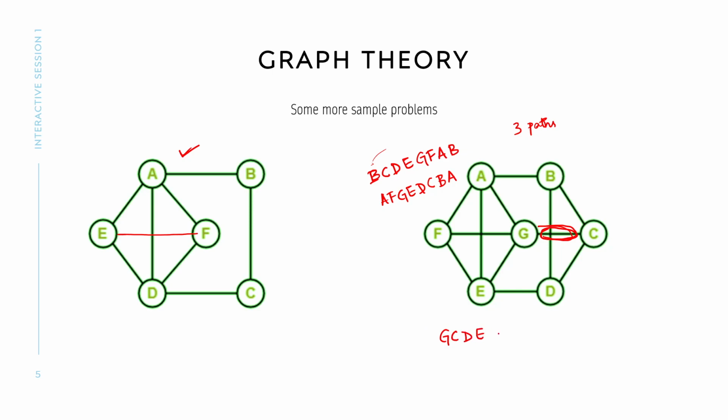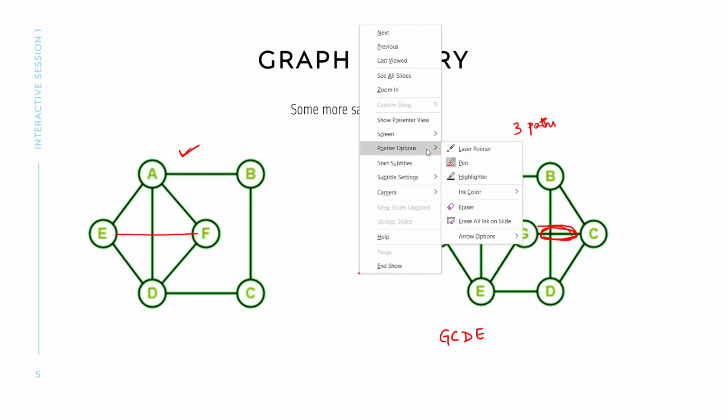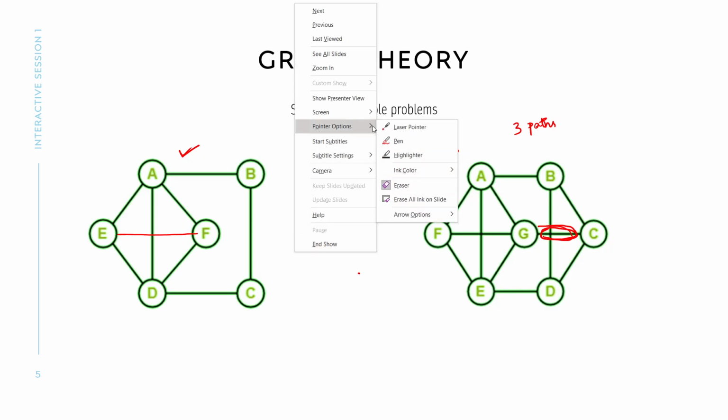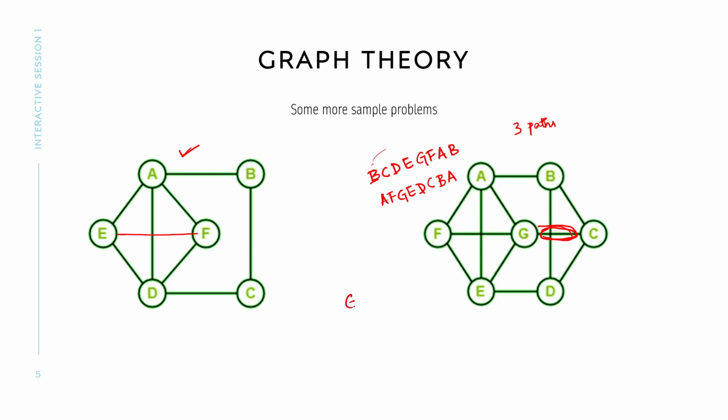No problem, keep trying. G, C, D, B, then A, F, E, G. Can you repeat that? G, C, D, B, A, F, E, G. Okay, yeah, that works. GC, GCDB, AFEG, right? Yeah, that works.